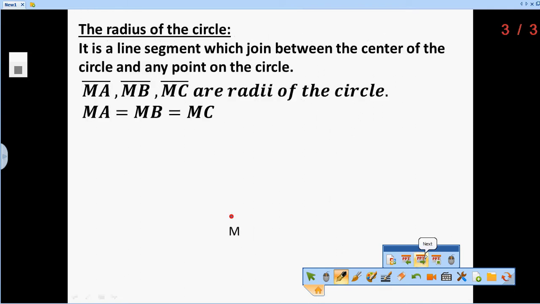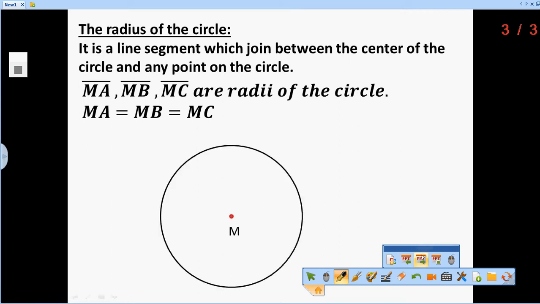Next slide, we have here what is the meaning of the radius of the circle. It is a line segment which joins the center of the circle and any point on the circle, like this. If I draw a circle like that, and I have lines from M to the circle, I consider this line MA, MB, MC. All of these lines are called the radii. Each of them is called the radius of the circle.